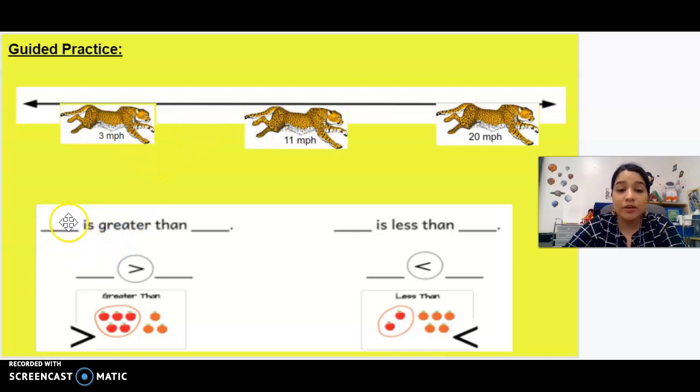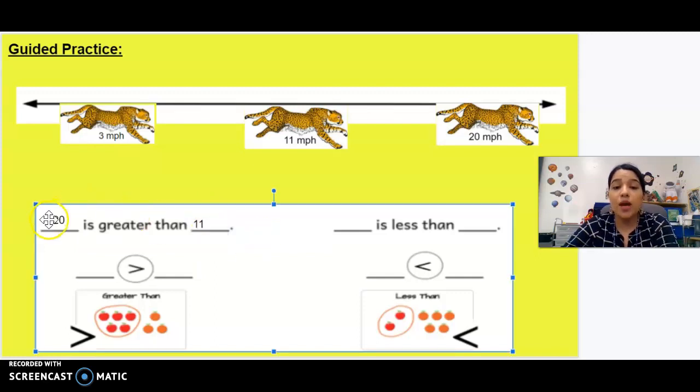Let's go ahead and go down here to our greater than sentence and our equation, our number sentence. So let's see, think of a number that is greater than another number. So let's look at our big number, 20. So I'm gonna say 20. I'm gonna write that down. 20 is greater than which number? I see 11. So I'm just going to put 11. 20 is greater than 11.